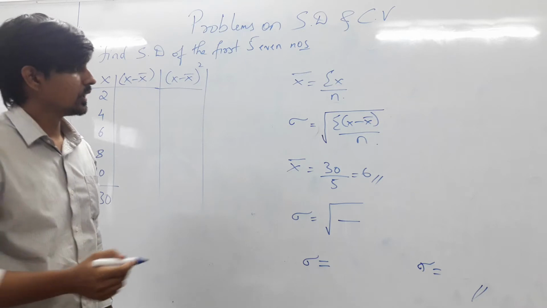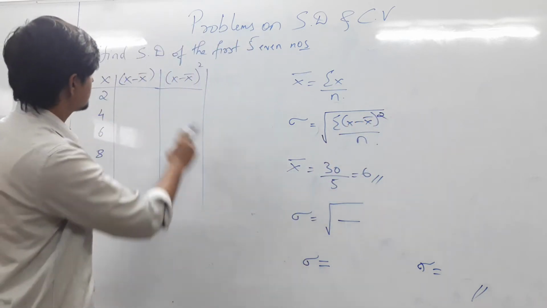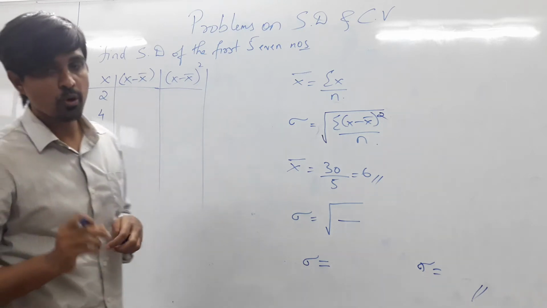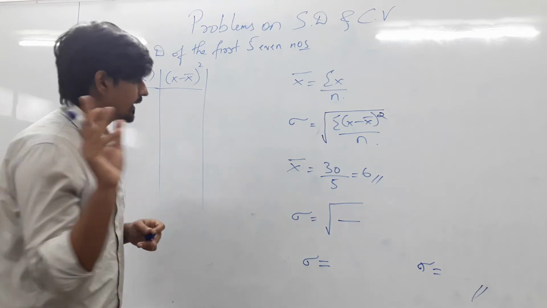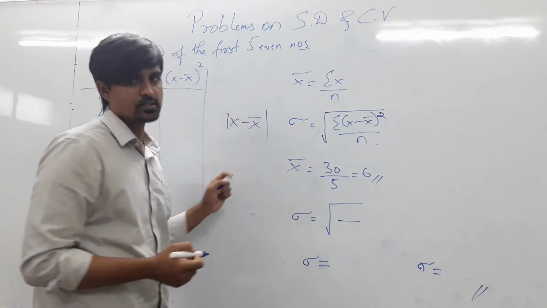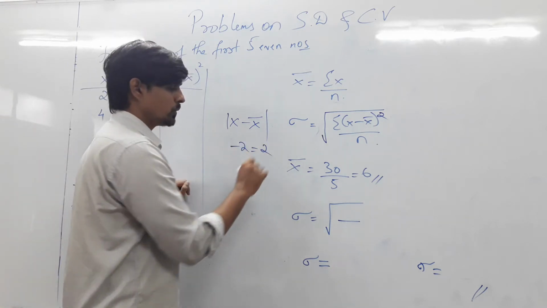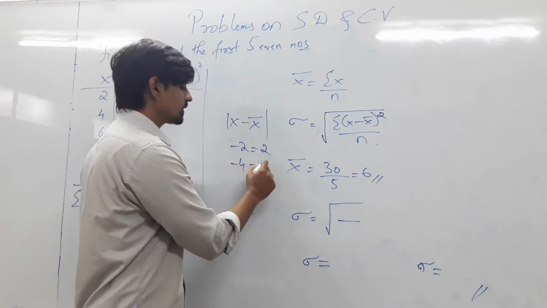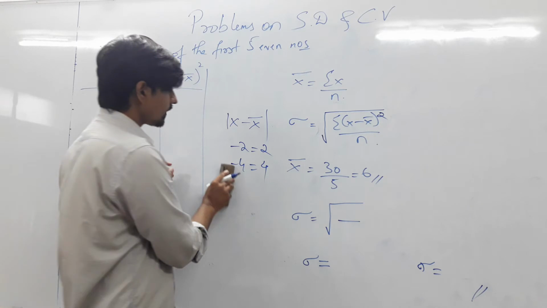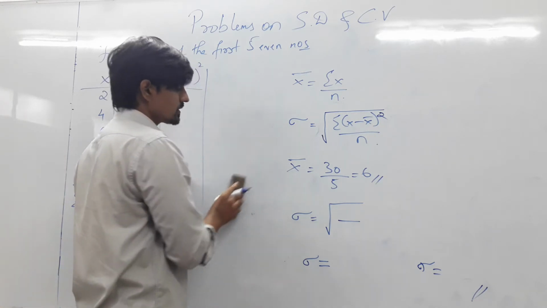Now, as there is a whole square here, first we have to find x minus x bar. And remember, there is no modulus here. In the previous classes you had done x minus x bar modulus. Even if it was minus 2, you would have got 2 only. If it was minus 4, you would have taken 4 only. In this case, it's not like that. These were the disadvantages of MD. To overcome that, standard deviation came.